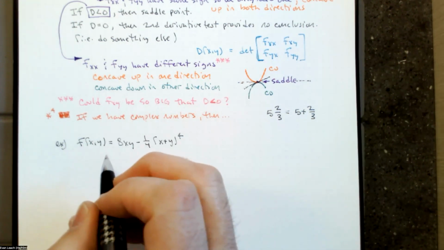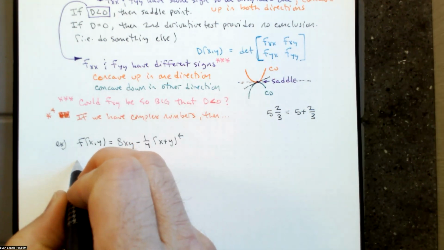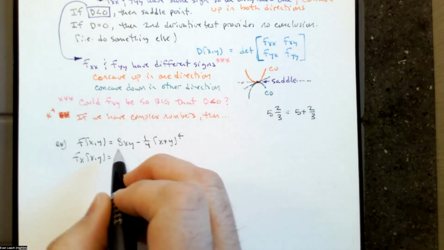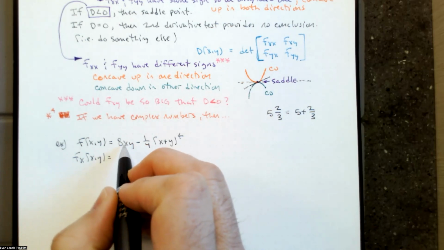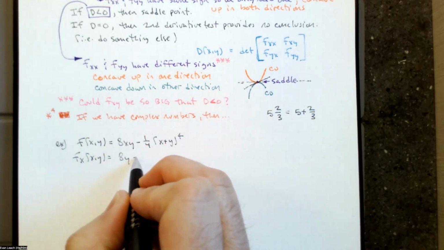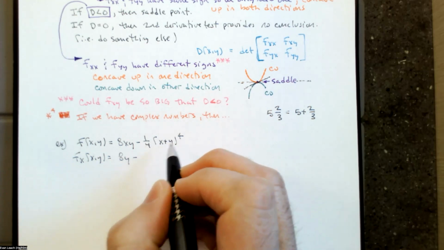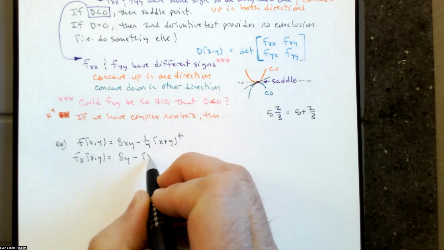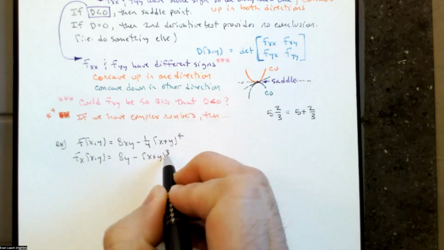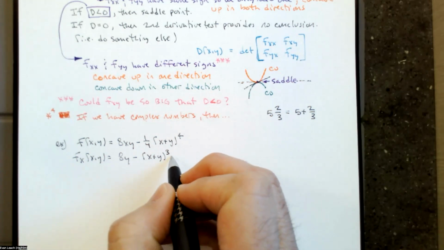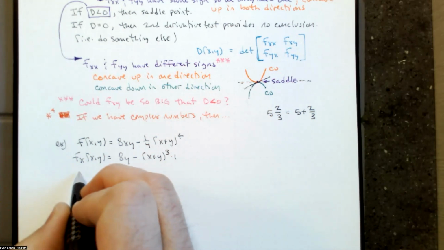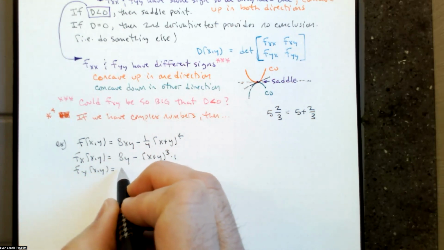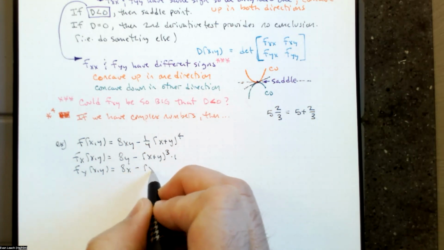So let's find our first partials. The derivative with respect to x, x is our variable. So the derivative of x is 1. Our constant is 8y. The derivative of x plus y to the fourth is 1 times x plus y to the third, times the derivative of the inside, which is 1. And our first partial with respect to y, same stuff happens, similar stuff happens.